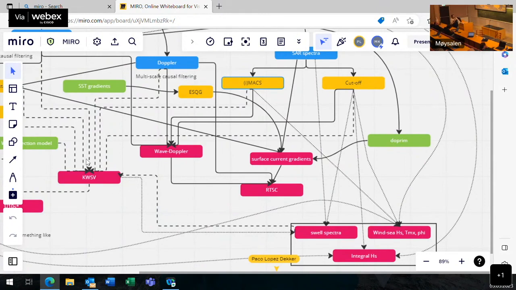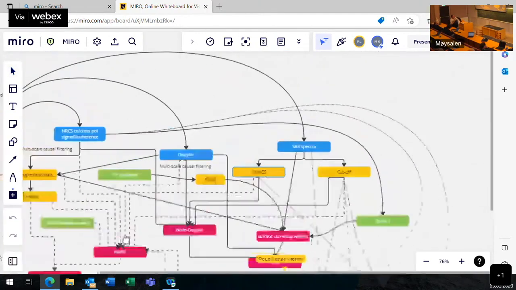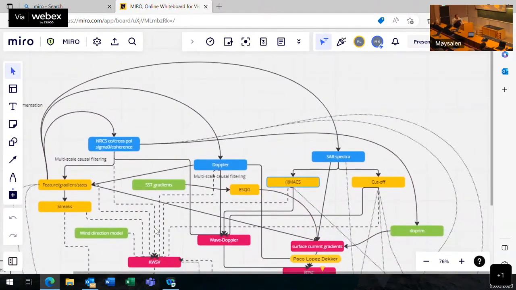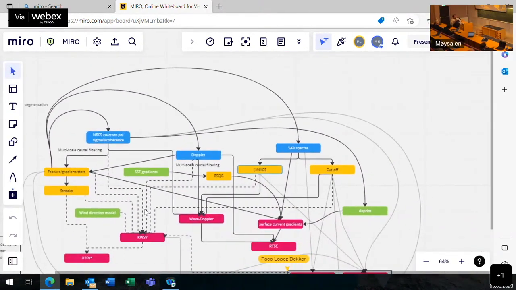So we've come up with this integrated retrieval, and that means that it heavily relies on a well calibrated measurement. So we know that the cross section is properly calibrated, and the SAR spectra is also quite well constrained.